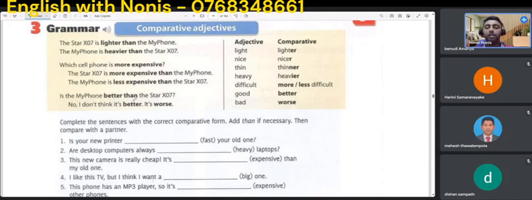Is my phone better than the star X07? No, I don't think it's better. It's worse. If you are simply saying better or worse without mentioning the other noun, then we have to simply write better or worse.